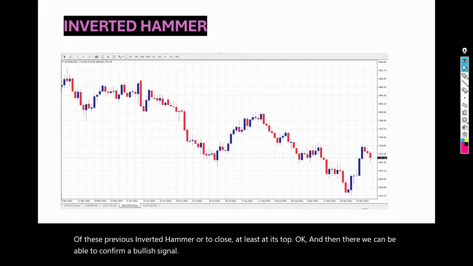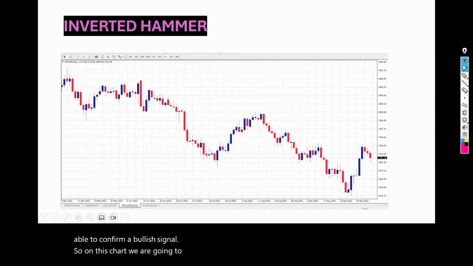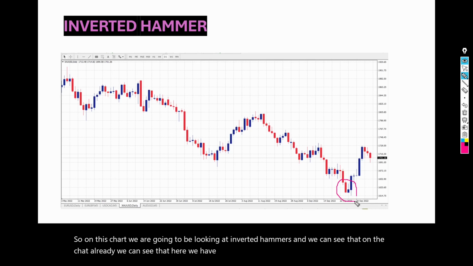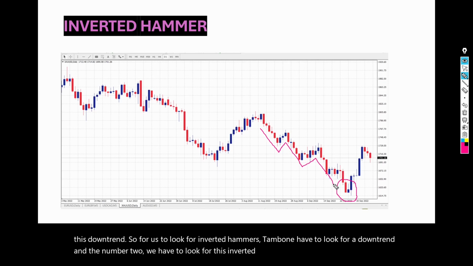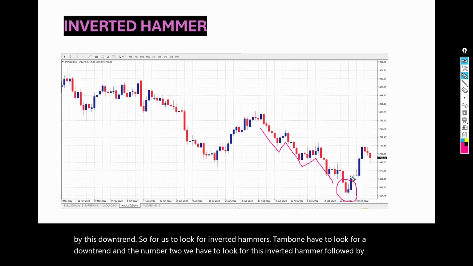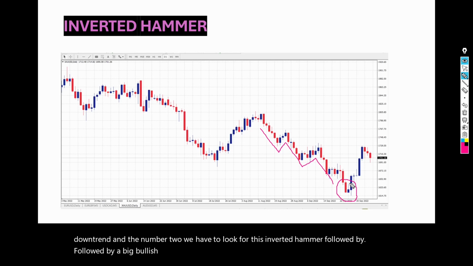So on this chart, we are going to be looking at inverted hammers, and we can see that on the chart already, here we have an inverted hammer right here, and it was followed by this downtrend. So for us to look for inverted hammers, number one, you have to look for a downtrend, and then number two, we have to look for this inverted hammer followed by a big bullish candle which closes above the swing high of that inverted hammer, and then we can confirm a signal.